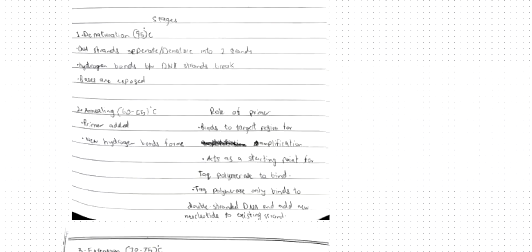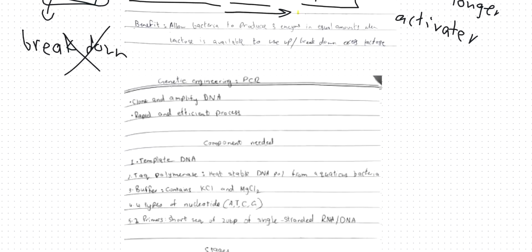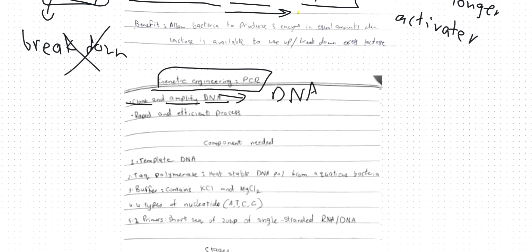And the last thing for today, so that we can finish this chapter, is genetic engineering and biotechnology. The first thing in biotechnology is PCR, polymerase chain reaction. You don't need to know the name, just know the short form. So what is PCR and why is it needed? PCR basically clones and amplifies DNA, so that you can use DNA for many other purposes. We'll learn about that. But for now, the job and role of PCR is to clone and amplify DNA. And it is a rapid and efficient process.